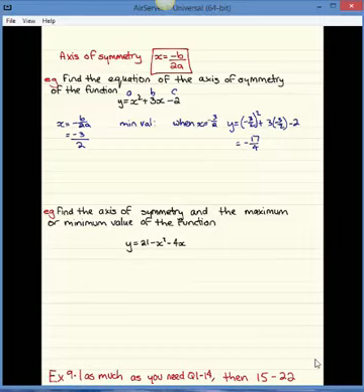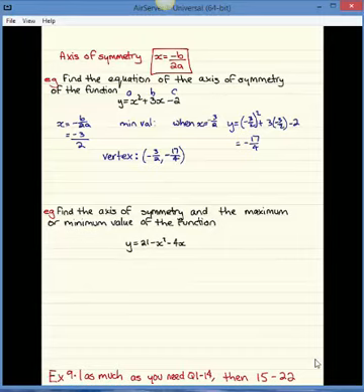Now that point is really important. That point where the parabola turns, where it's reached its minimum, are both very important things. They have a name and it's called the vertex. So the vertex for this parabola is the point -3 over 2, -17 over 4.